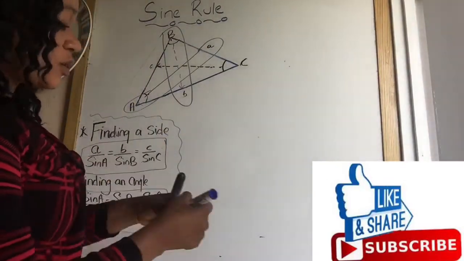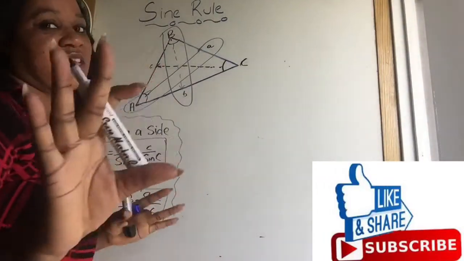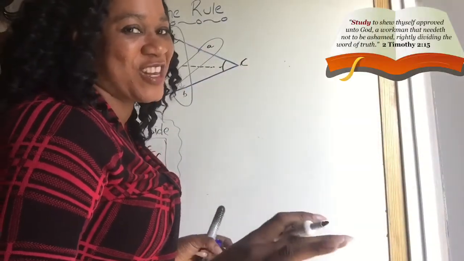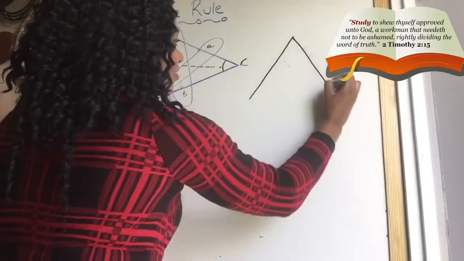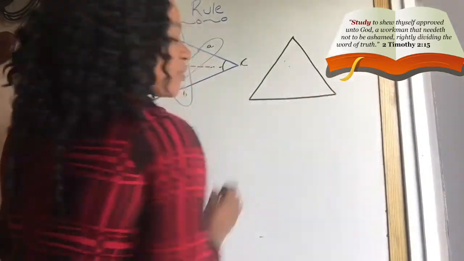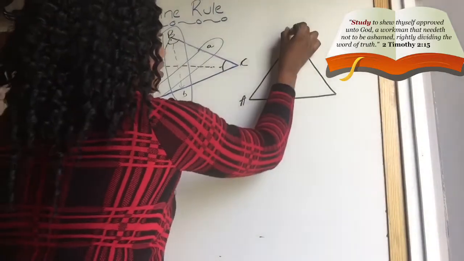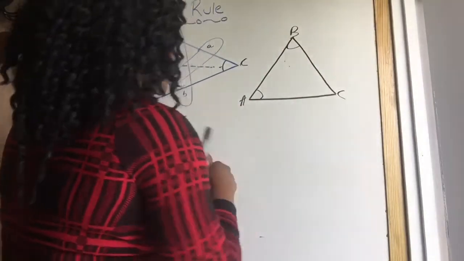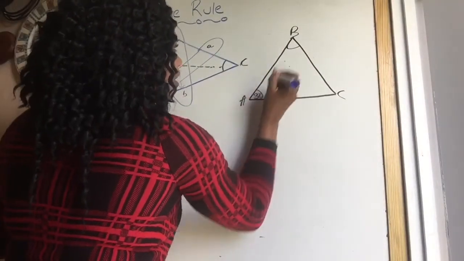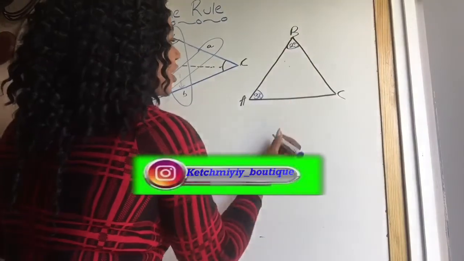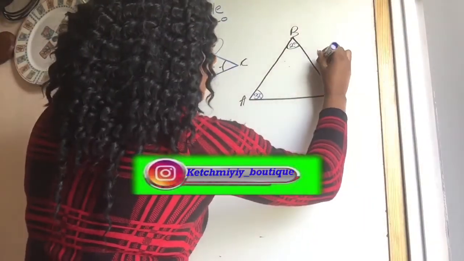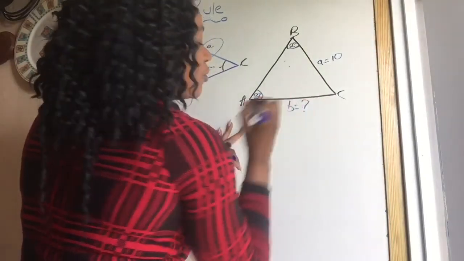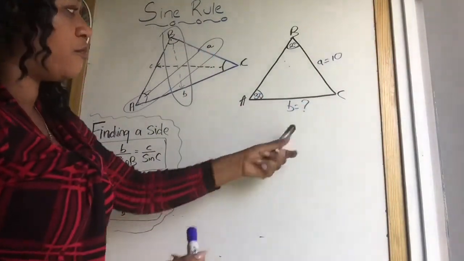So what if I have something like this, where we want to find a side? Look at this, people, this triangle is not drawn to scale, it's freehand. So this is A, B, and C. Say my A is 30, my B is 25, my little a is equal to 10, and little b is equal to, I don't know. So they're asking us to find b.